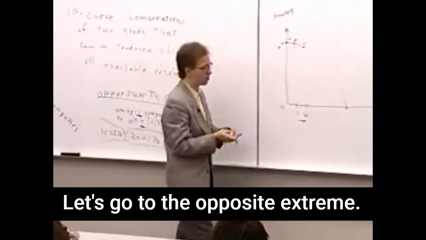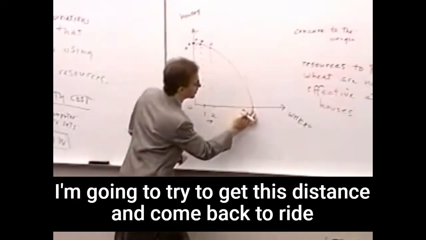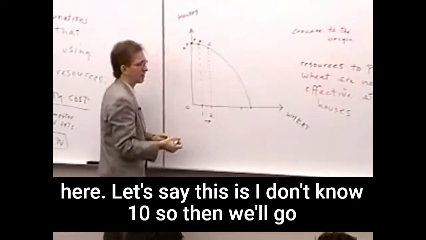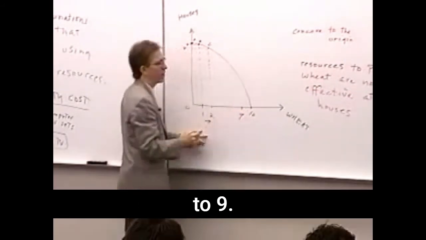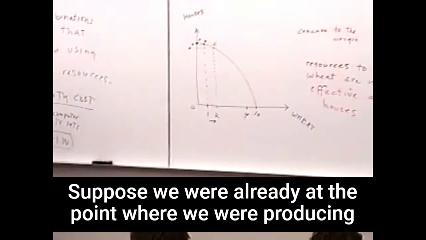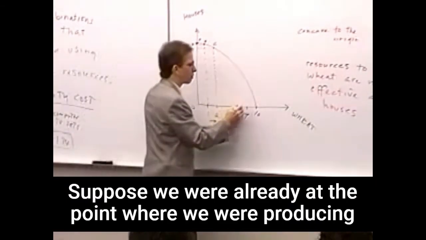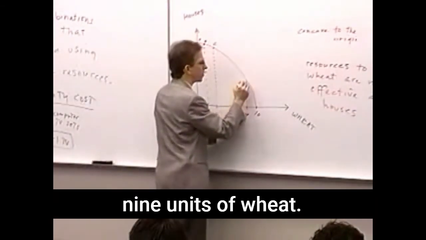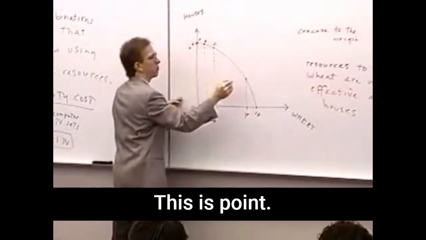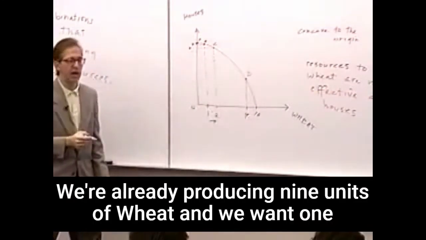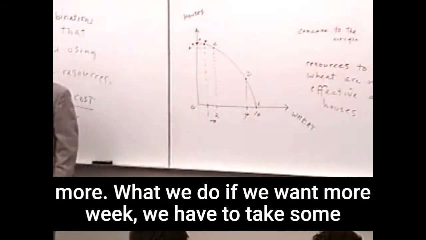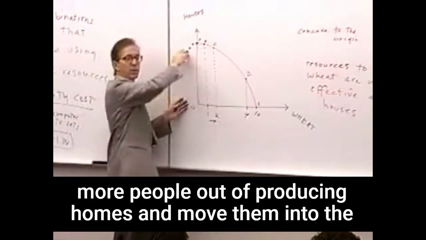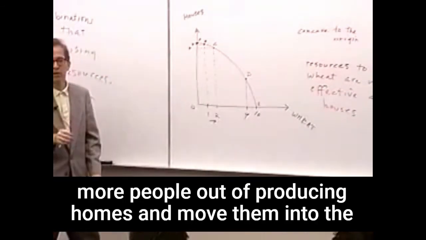Let's go to the opposite extreme. Let's say this is 10, so then we'll go to 9. Suppose we were already at the point where we were producing 9 units of wheat. This is point, I'll call it D. We're already producing 9 units of wheat, and we want 1 more. What we do, if we want more wheat, we have to take some more people out of producing homes and move them into the farming business.